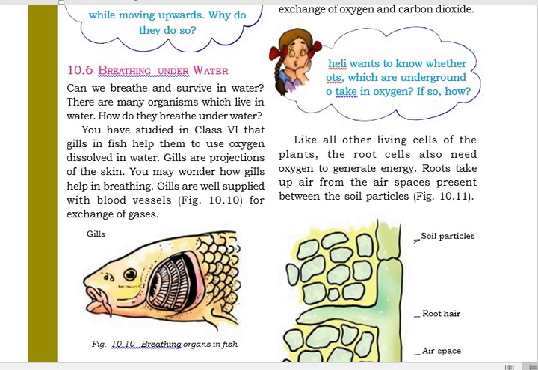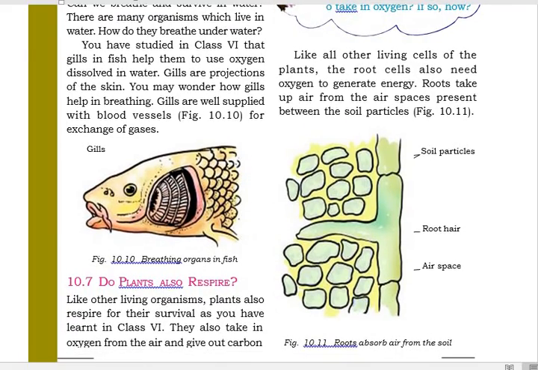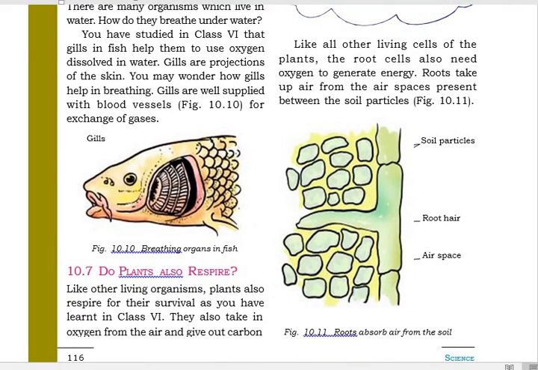Now our question: do plants also respire? Like other living organisms, plants also respire for their survival. As you have already studied, there is a small opening on the back side of the leaves called a stomata, and leaves are called the respiratory organ of a plant. The stomata are guarded by guard cells, and it is a small opening through which the exchange of gases takes place.